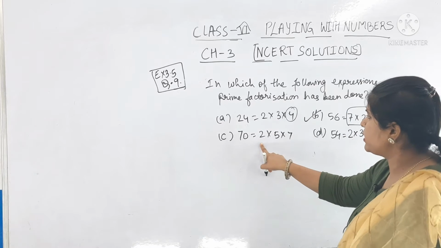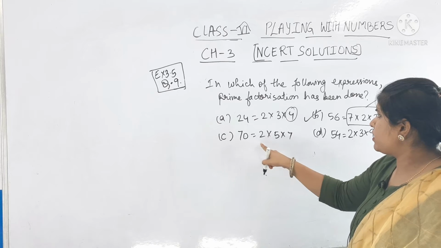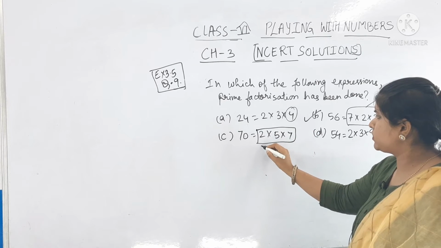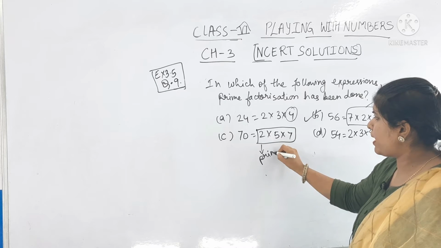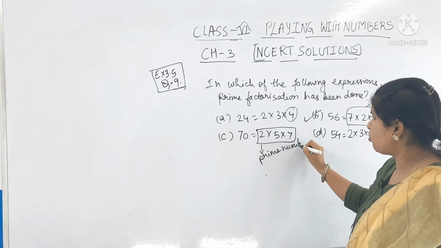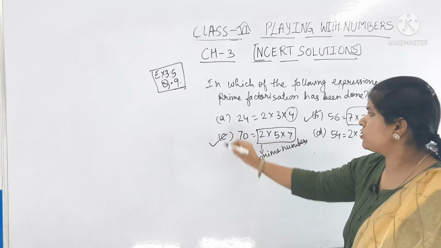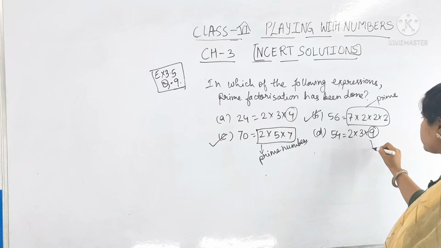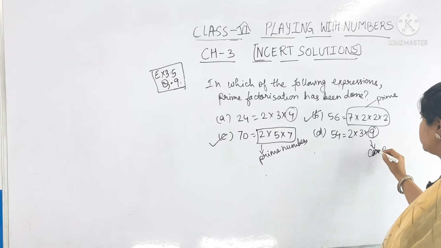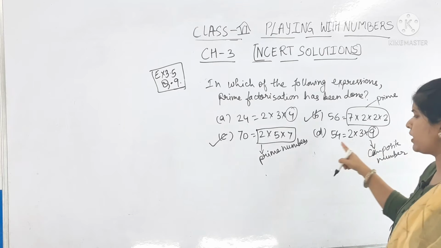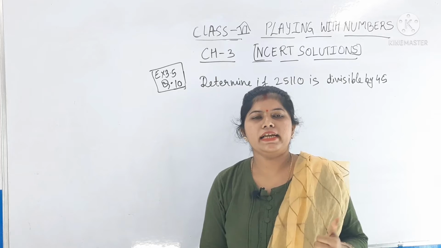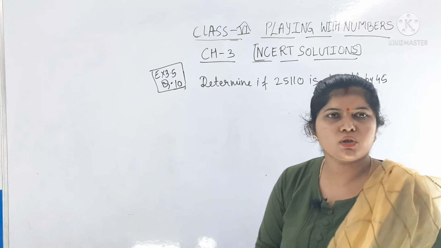And here you can see 70 has all prime numbers as factors. These all are prime numbers, right? So this is the correct prime factorization. Here also 9 is a composite number. So this is not the correct prime factorization for 54. So this is question number 9. Let's see the next question, that is question number 10.